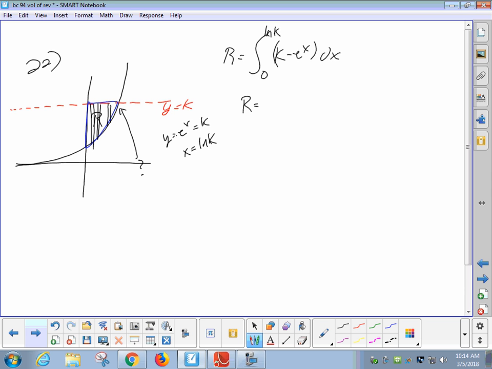Antiderivative, what's the antiderivative? kx minus e to the x from 0 to log of k. That's k log of k minus e to the log of k. Minus, don't think that 0 won't be anything, it will.